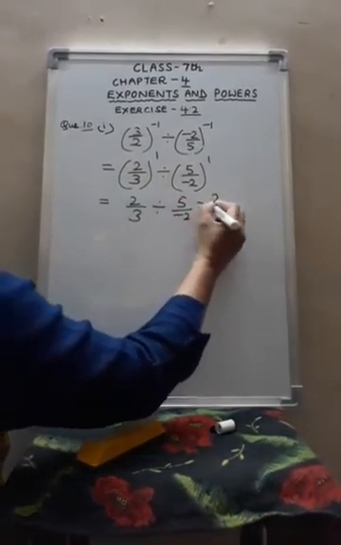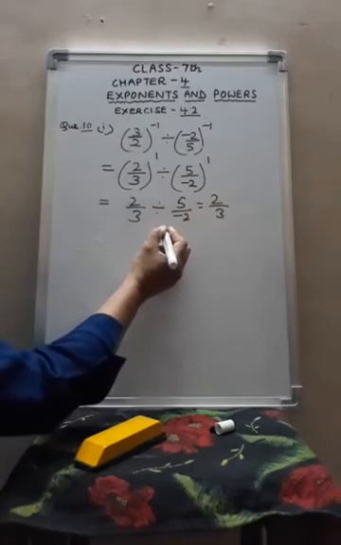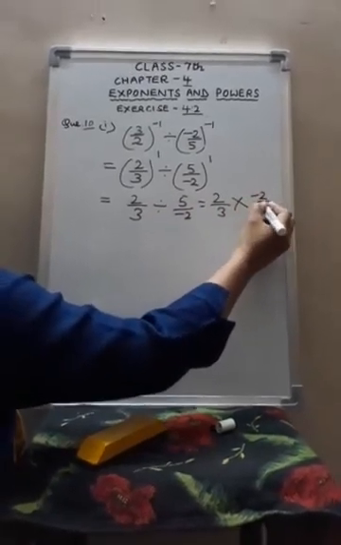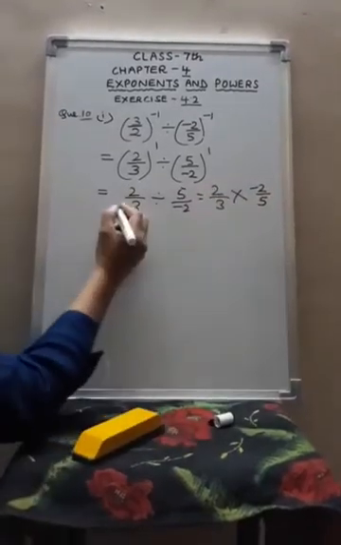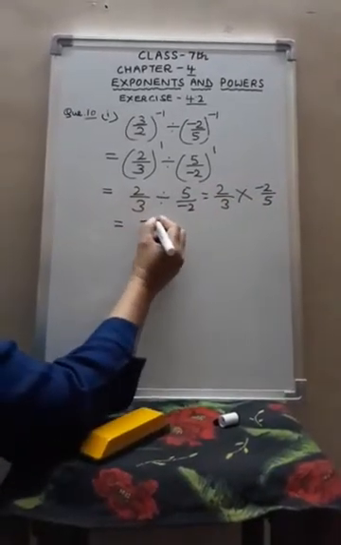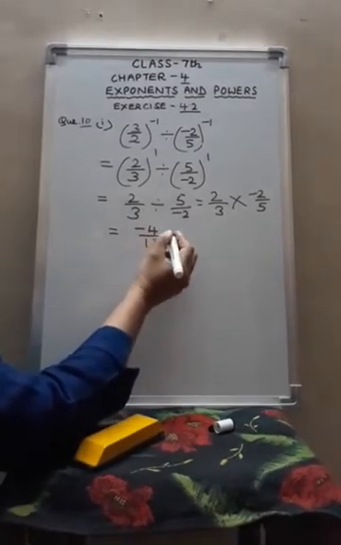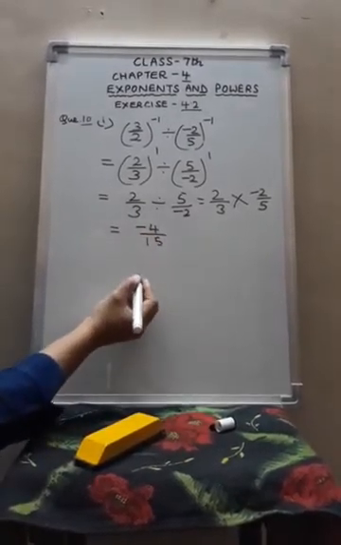So this becomes 2 upon 3, and how do we divide the fractions? We convert divide into multiply and it becomes minus 2 upon 5, and we are taking the reciprocal. So 2 into minus 2 is minus 4 and 3 multiplied by 5 is 15. So this is the answer, minus 4 upon 15.